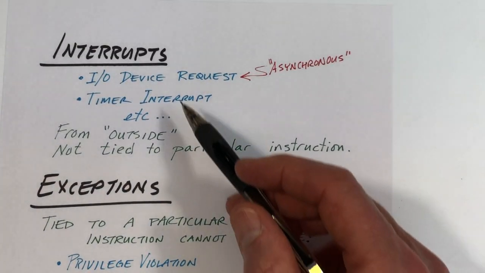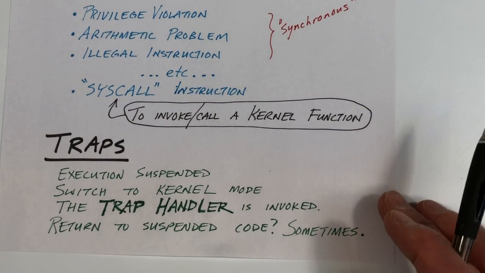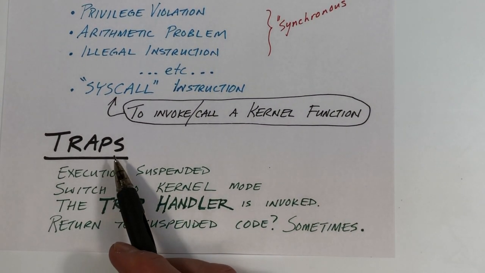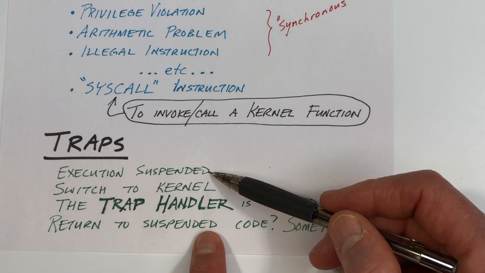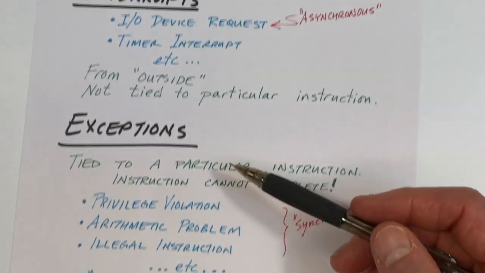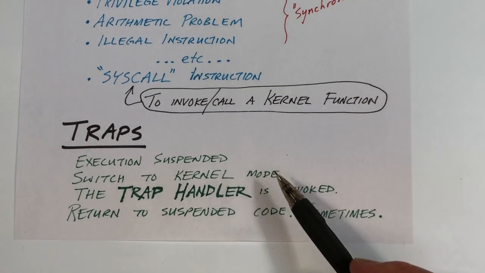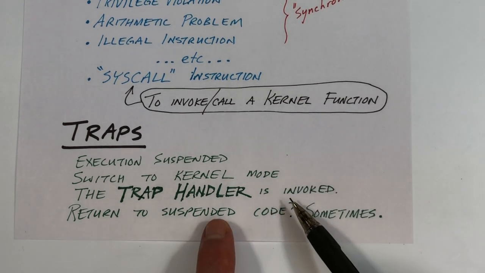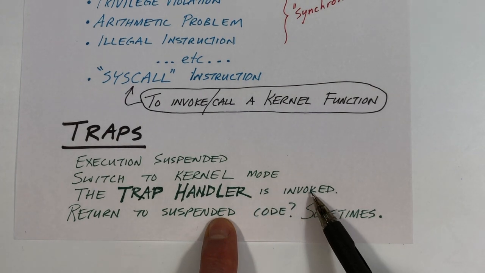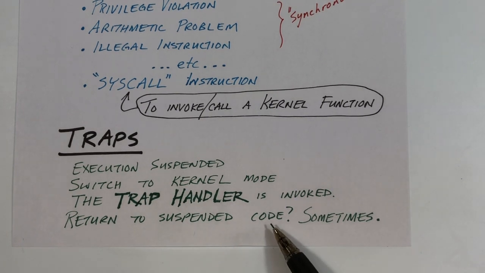Regardless of whether we are talking about an interrupt or an exception, when the operating system code becomes active, we say that a trap has occurred and execution will be suspended from the current process. The instruction that was being executed at the time of the interrupt or the exception will be suspended, and we'll switch into kernel mode. The processor will automatically switch from whatever mode it was in to kernel mode, and some trap handler code will then be executed. At some point, there is likely to be a return to the suspended code.